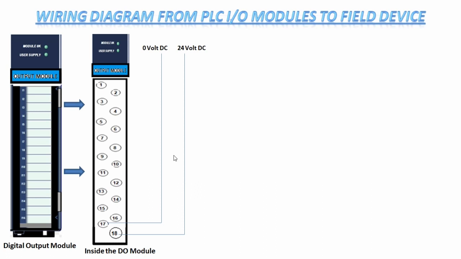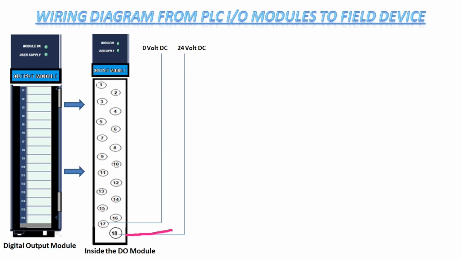Now here we see, there are 24 volt DC and 0 volt DC bus bars available in the PLC panel. The 24 volt DC positive is connected to the 18th channel, and the negative 0 volt DC is connected to the 17th channel. Hence the module is energized now. Now it is ready to give output.